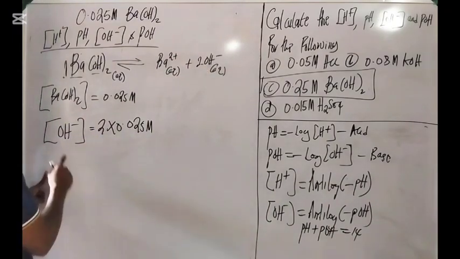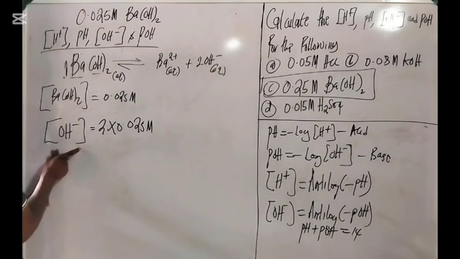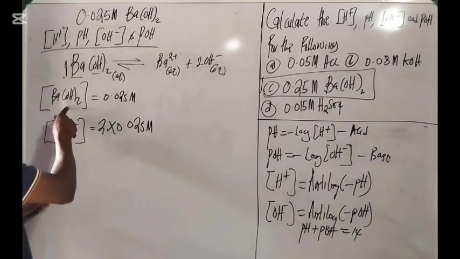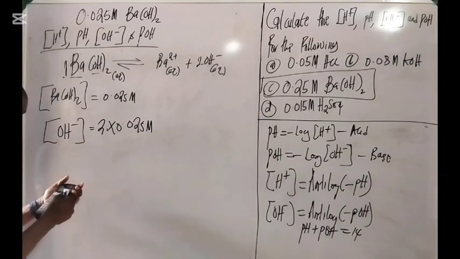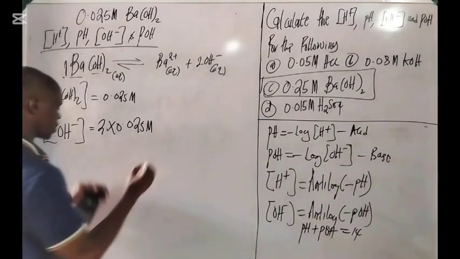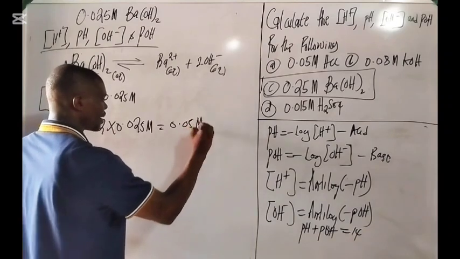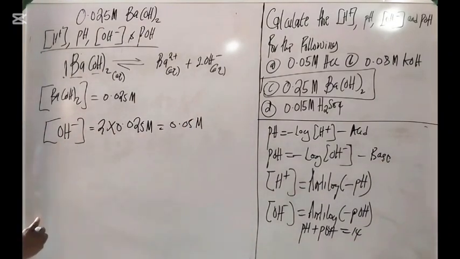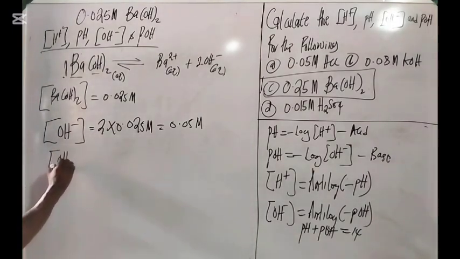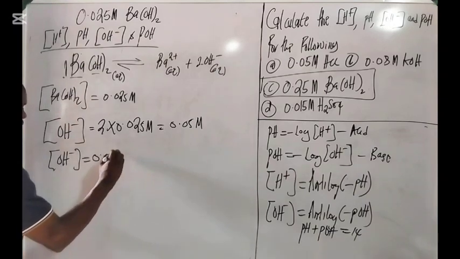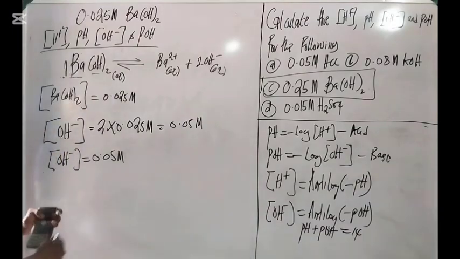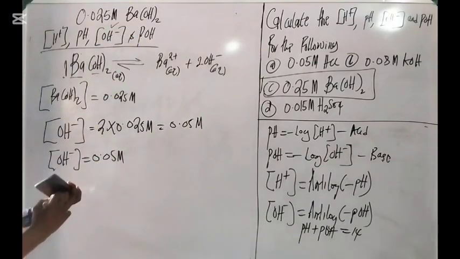So to get the concentration of OH minus, the hydroxide ion, because here is 2, you multiply the concentration given to you by 2 to get this one. So if you check the calculation, you have 0.05 molarity, right? So I've got my concentration of OH minus, which is 0.05 molarity. Now, what is next here?